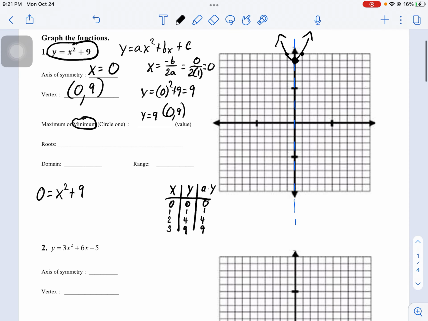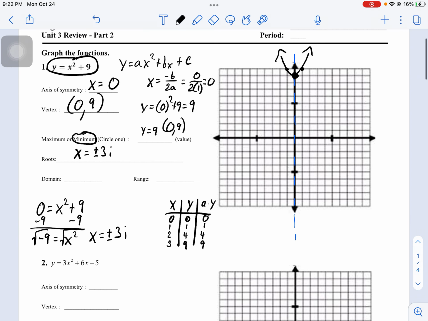I'm trying to solve for x squared, so let's move that 9 to the other side. We'd have negative 9 equals x squared. And then we would take the square root of both sides. Now you have to remember that technically it's two solutions here. It's plus or minus, and the square root of 9 we know would be 3, but since it's negative 9, we include 3i. So your roots are x equals plus or minus 3i. We have imaginary solutions because it doesn't cross the x-axis.